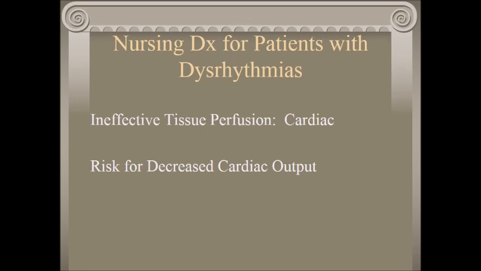Nursing diagnoses for all patients with dysrhythmias include ineffective tissue perfusion, cardiac, related to cardiac conduction abnormality, and risk for decreased cardiac output, related to inability of the heart to pump effectively, secondary to dysrhythmia. Let me repeat those. Ineffective tissue perfusion, cardiac, related to cardiac conduction abnormality, and risk for decreased cardiac output related to inability of the heart to pump effectively secondary to dysrhythmia.